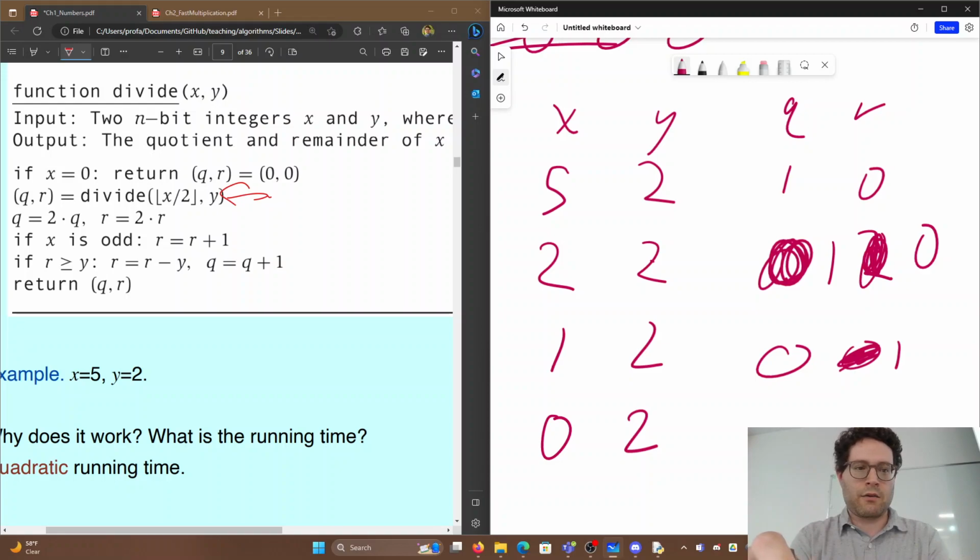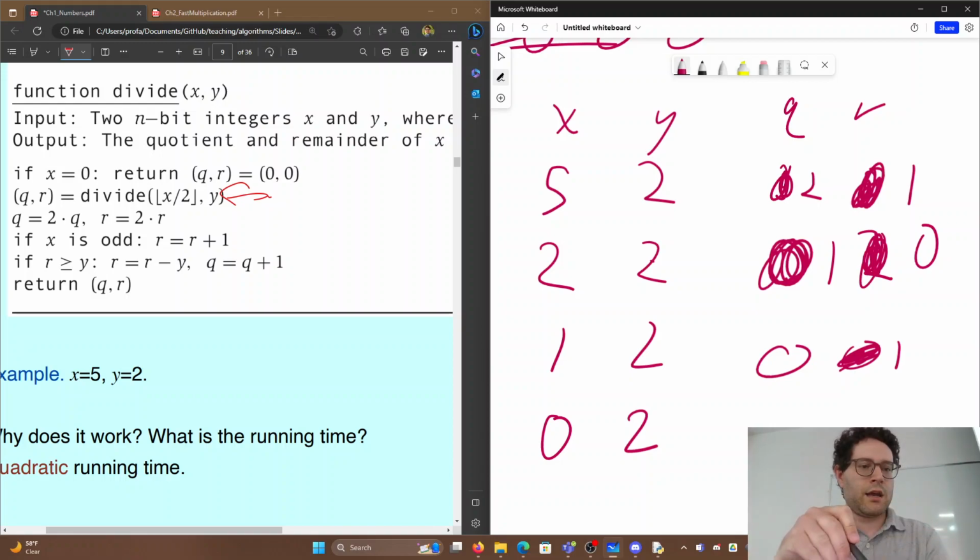Now we're back at the top over here where we've returned our quotient and remainder. Our quotient is equal to 2 times our quotient. So 2. And remainder is equal to twice our remainder. If X is odd, add 1 to the remainder. X is odd, so add 1 to the remainder.